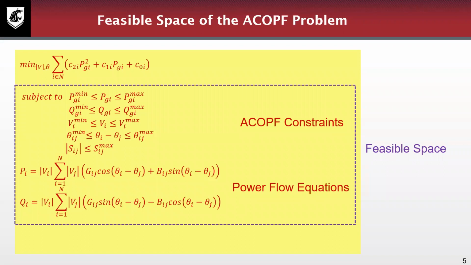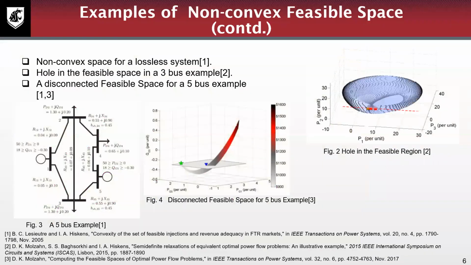Thank you. So there are already some examples of this non-convex feasible space in the literature. I have just shown a few examples of this. There are some papers which show that there is a hole in the feasible space. That means the feasible space of the ACOPF problem is not full.